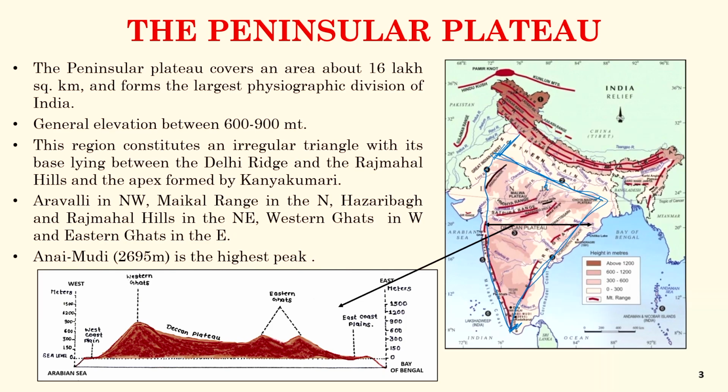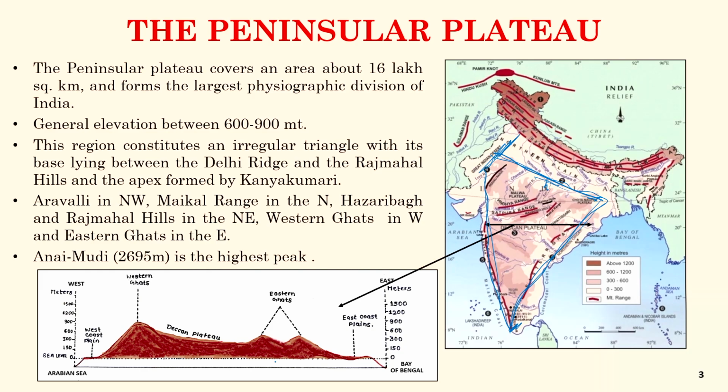This area is bounded by the Aravalli in the northwest, the Maikal Range in the north, and the Hazaribagh and Rajmahal Hills in the northeast. The Western Ghat bounds its western part and the Eastern Ghat bounds its eastern part. Anai Mudi is the highest peak of this Peninsular Plateau region.